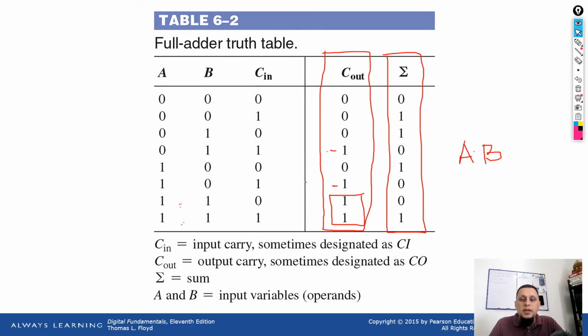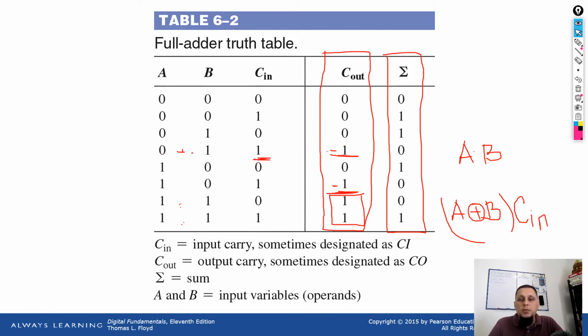In this case, the output is generated when A plus B is equal to 1, and then we have the input carry. So this XOR operation is equal to 1, but then we also have the input carry. So this is the input carry, this is C in. In this case also, the output will be equal to 1. So these are the two cases.